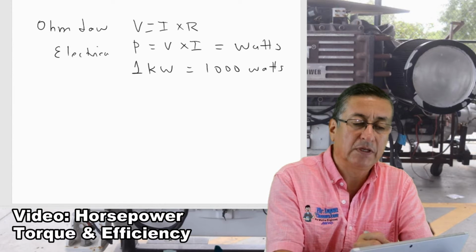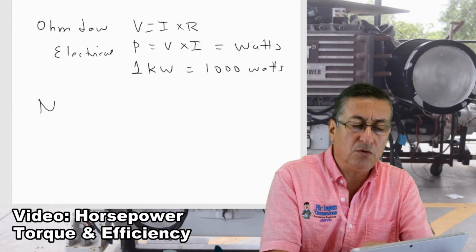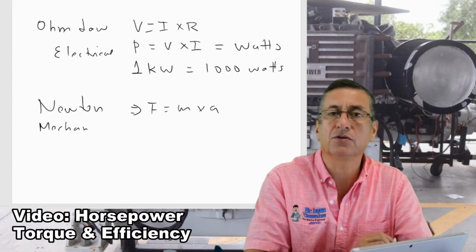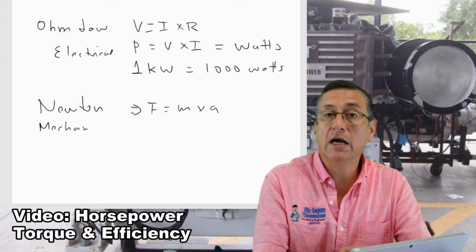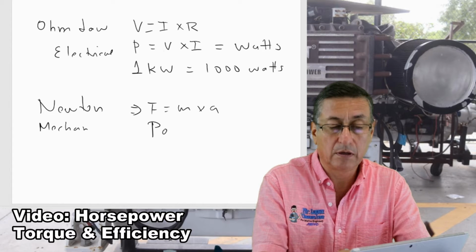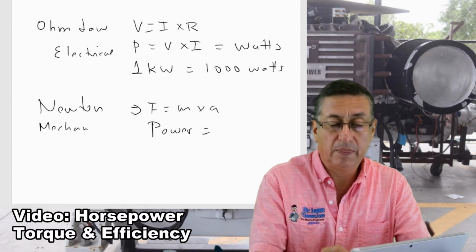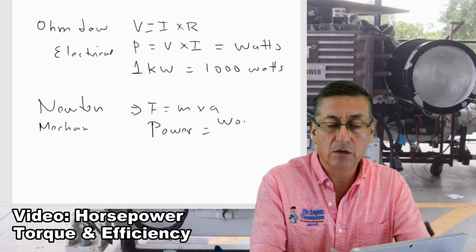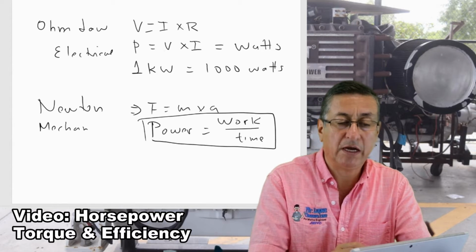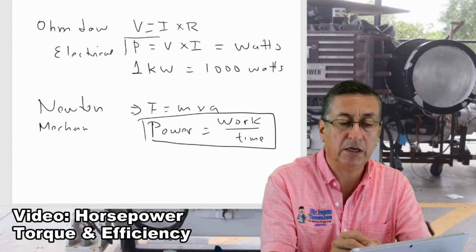Okay, Mr. Newton, in mechanical systems, states that force is equal to mass times acceleration. And power is the work in a period of time. This is power. This is the formula for power in mechanical systems, and this is the formula for power in electrical systems.